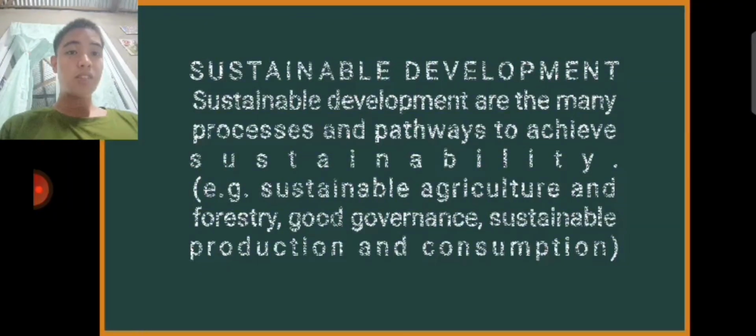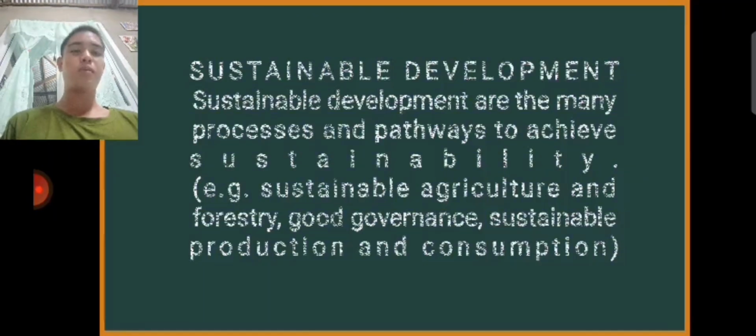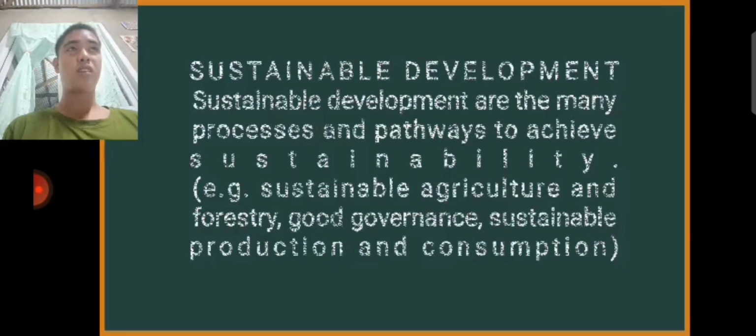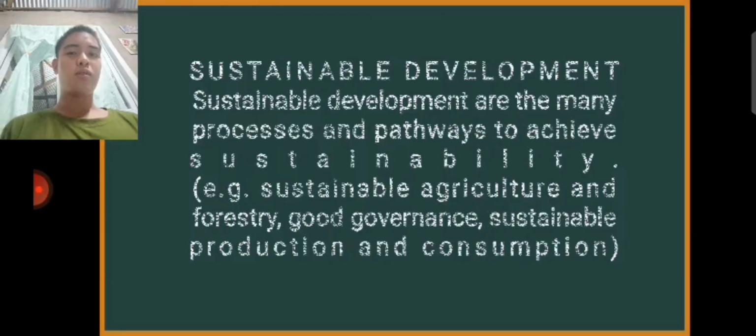Next, sustainable development involves many processes and pathways to achieve sustainability. An example is sustainable agriculture, like I said before with the example of crops production, and forestry. Mostly the examples of that are really bad ones, negatively affecting our forest, where they cut trees and that causes hazing. So there are a lot of processes. I will not discuss further.